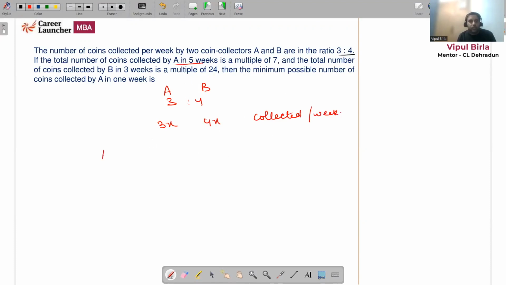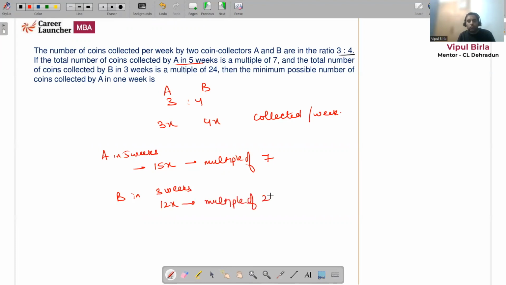A in 5 weeks is equal to 15x. That is a multiple of 7. B in 3 weeks, that is a multiple of 24.